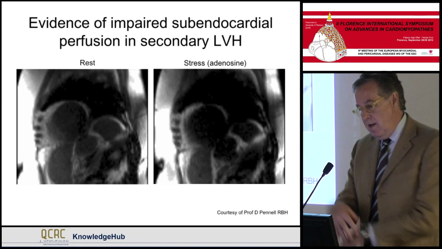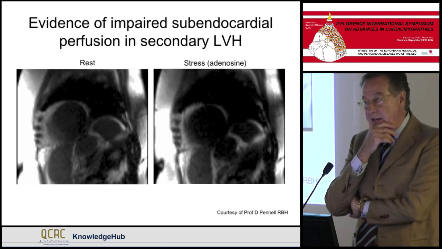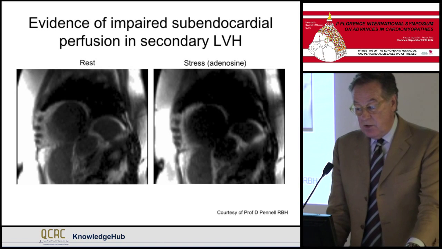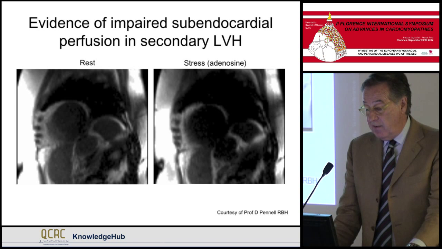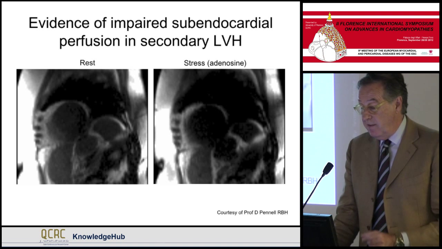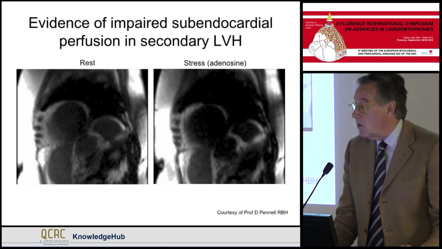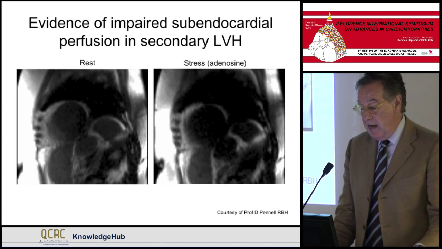Good. Now, let's leave hypertrophic cardiomyopathy. This is a case of severe secondary LVH due to hypertension. This is courtesy of Dudley Pennell from the Brompton Hospital. On the left, you have MRI perfusion. At rest, you see that perfusion here in white is homogeneous. This is during adenosine stress, and perhaps you can see the black halo in the subendocardium, which means that there is a hypoperfusion which occurs selectively in this region of the inner half of the myocardium. So the same is true in hypertension.